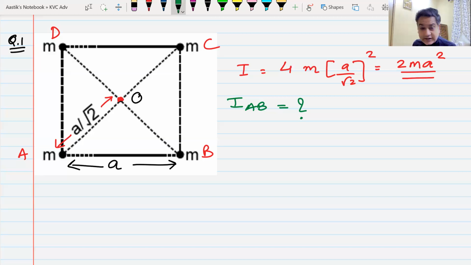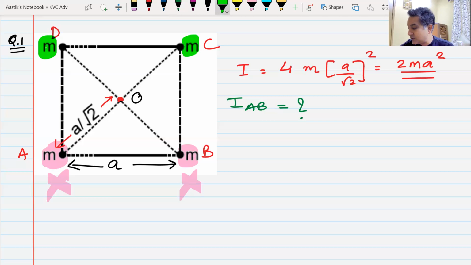So, how do you get this moment of inertia about this axis? Well done. About the axis AB, the moment of inertia of this block will be 0 because it lies on the axis. The moment of inertia of this body will also be 0. You just have to find the moment of inertia of this one, which will be equal to m into a square. You have to find the moment of inertia of this one, which will be equal to m into a square.